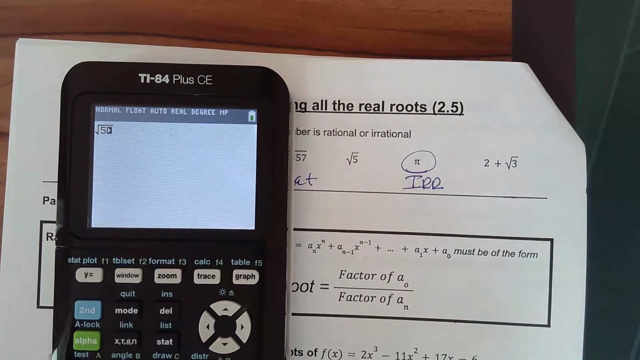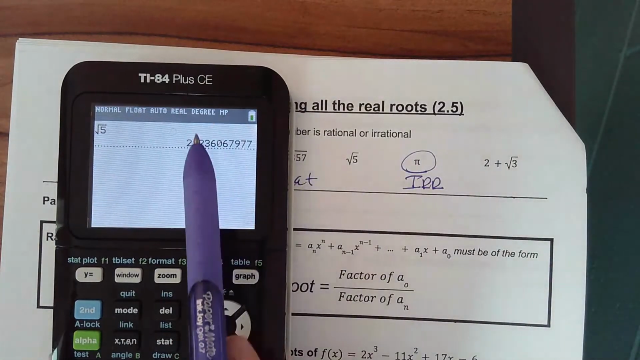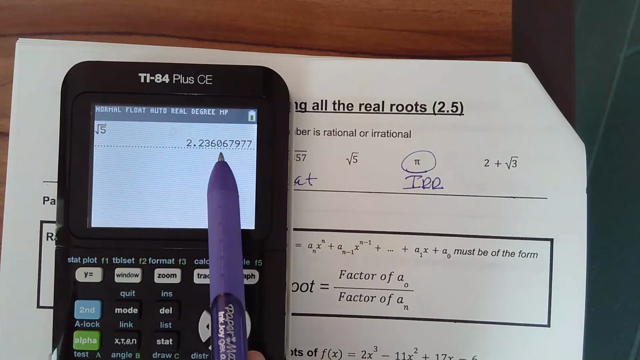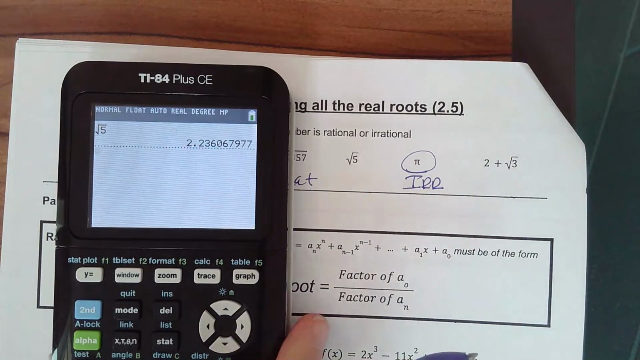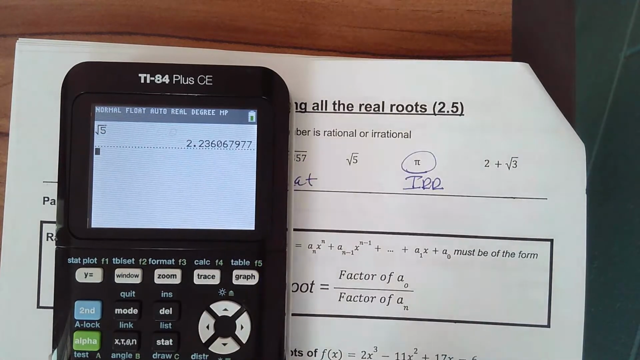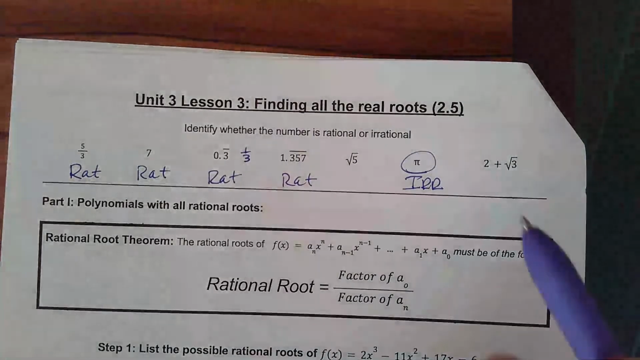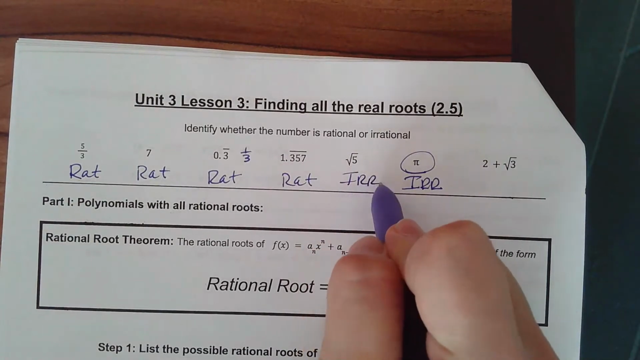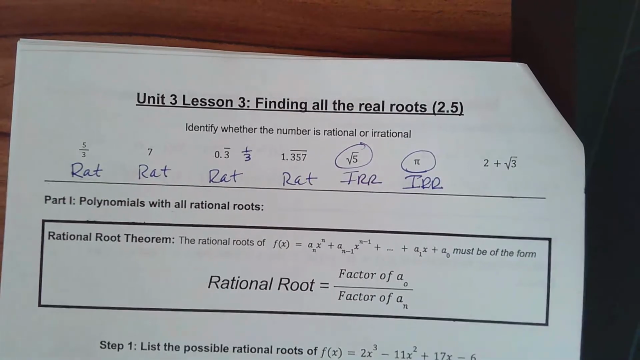Let's take a look at the square root of 5 in our calculators. If I did that, I got 2.23667977. You can tell that this is a number that's clearly going to go on, right? It's kind of to the end of our calculator here, but it has no pattern. So this is considered an irrational number.